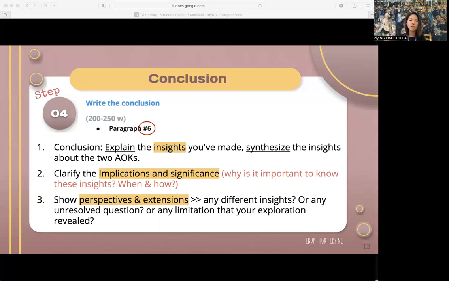You remind the marker that you have insight. Also tell the markers why it's important that we know this. Clarify when and how it matters that we understand these insights. Show your perspective and extensions. If you can, try to put in a different perspective in your conclusion. Perhaps you have recognized a different way of approaching the question, which could have resulted in quite different insights than those you include in your essay. Or you could also mention an unresolved question or limitation that your exploration revealed. You can ask questions in your conclusion also.